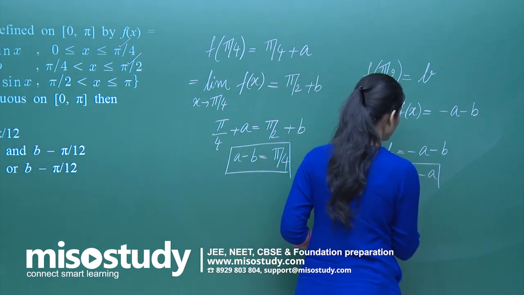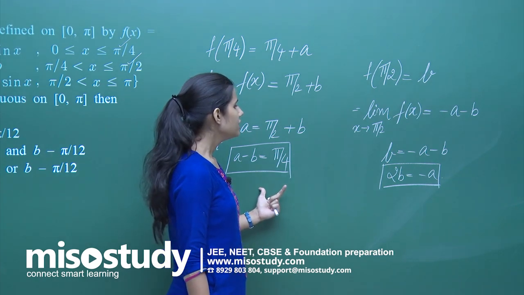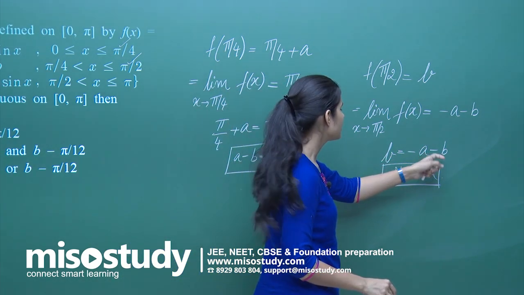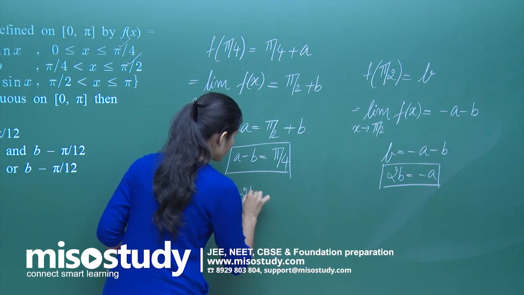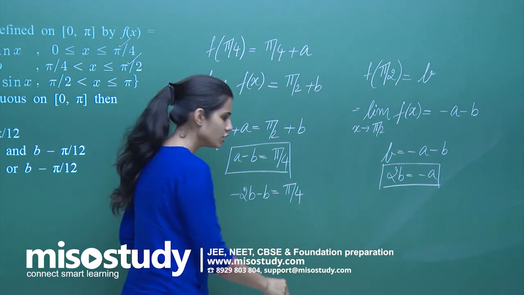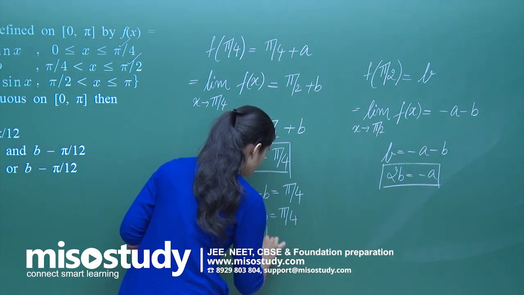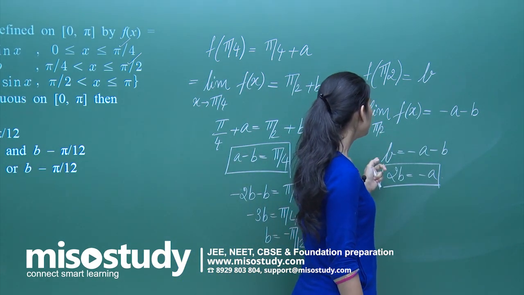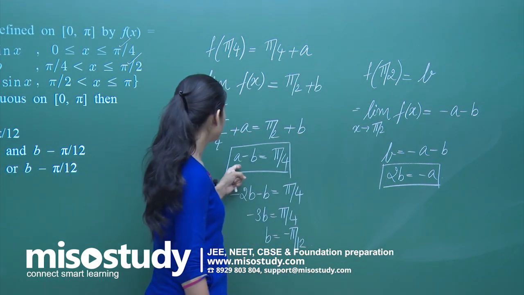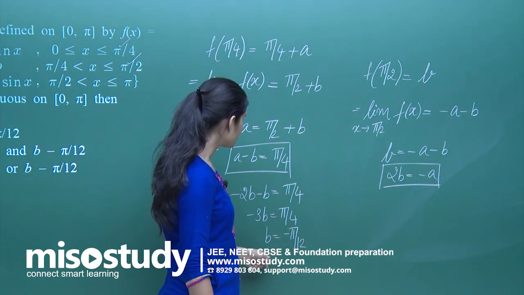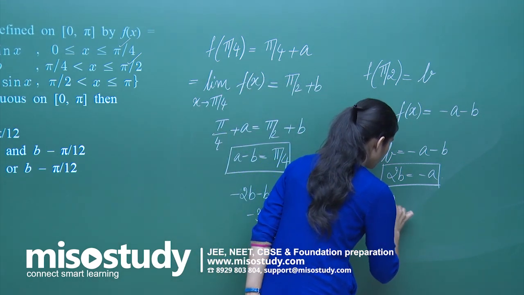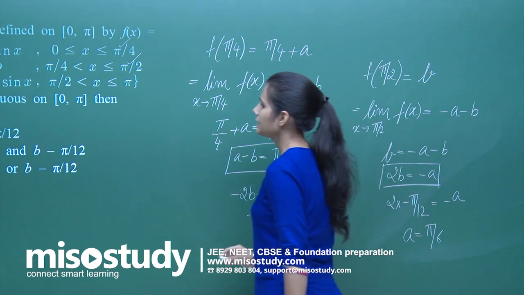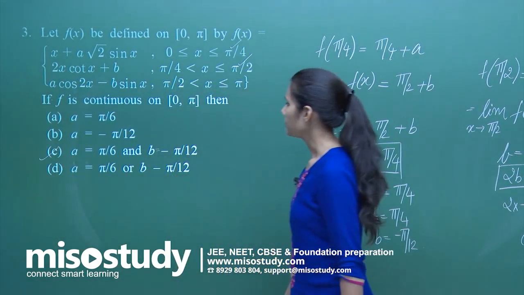See, we have two relations in a and b, so obviously I can compute a and b now. If b is minus a minus b, I am getting b plus b, that is 2b is minus a, or a is minus 2b. If a is minus 2b, then a minus b is pi by 4 gives minus 2b minus b, so minus 3b is pi by 4. So b is minus pi by 12. And in that case, a is what? Minus pi by 12 equals minus a over 2, so a is pi by 6. So a turns out to be pi by 6 and b turns out to be minus pi by 12.